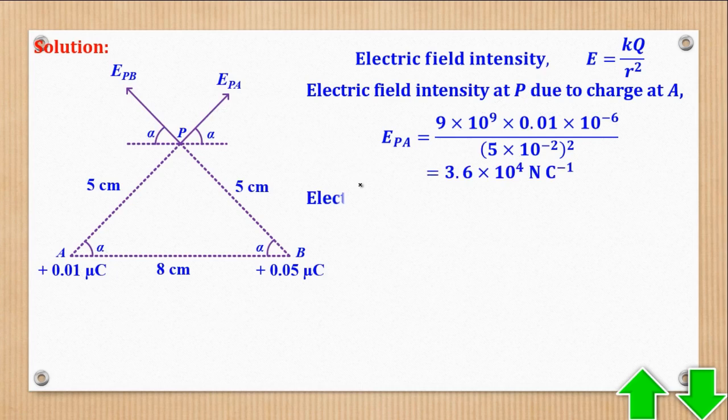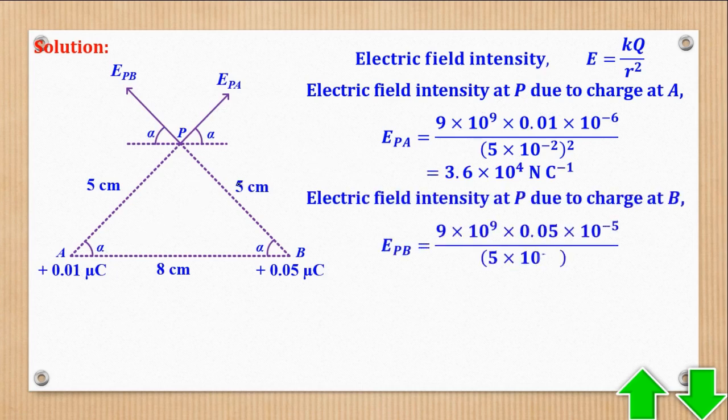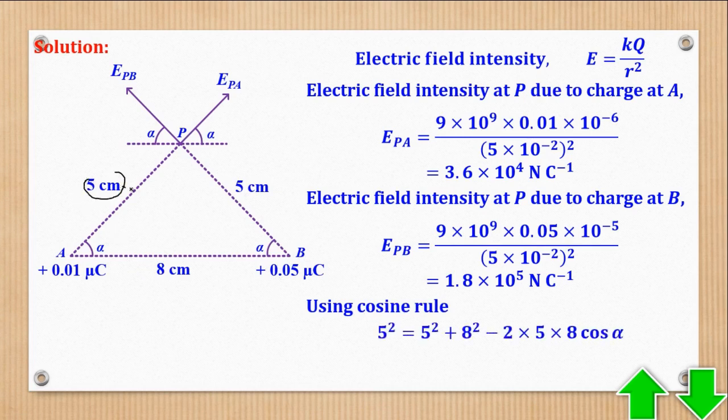You'll come up with that. Then also intensity at P due to charge at B. Separation is this and the charge is this. So I've got the magnitudes. Now we have to get this angle. So by cosine rule I can choose to use this and this, meaning that 5 squared is equal to this squared plus this squared minus 2 times this cos alpha, which is this statement.